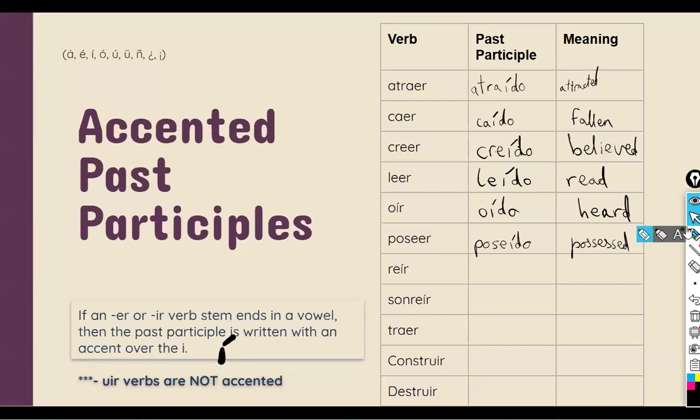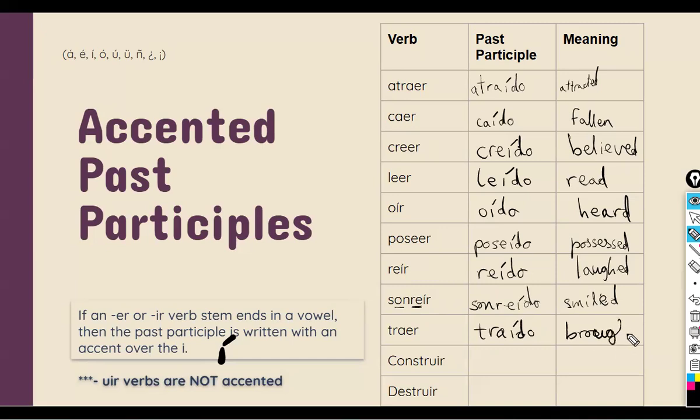All right, reír, to laugh, right? So reído, laughed. Sonreído, so again, with the compound verb, right? Reír is part of sonreír, to smile. Traer, traído. Traer, to bring, so brought. Right, I will notice that the last two on the list are UIR verbs. So these are not accented.